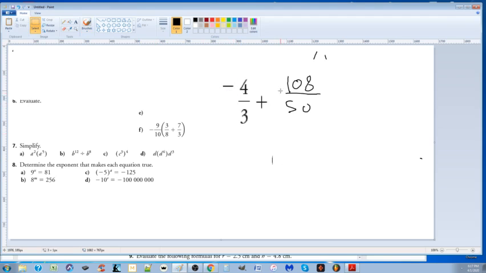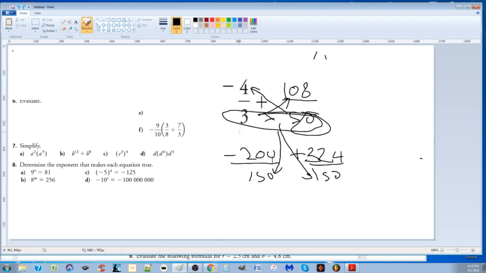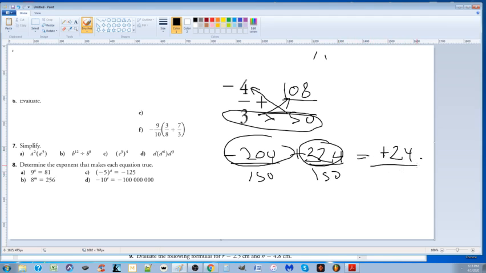So we're adding them. We can't add unless what? They have the same denominator. I can't really see the same denominator, so I'm going to cross multiply. Multiply this, I get minus 200. Multiply this, I get plus 224. And this is over 150, and this is over 150. How did I get this denominator? Well, you multiply the bottoms. That's how you figure out a common denominator when you cannot figure out an easy way to do it. Just cross multiply. So I got minus 200 plus 224, which is equal to plus 24 over 150.